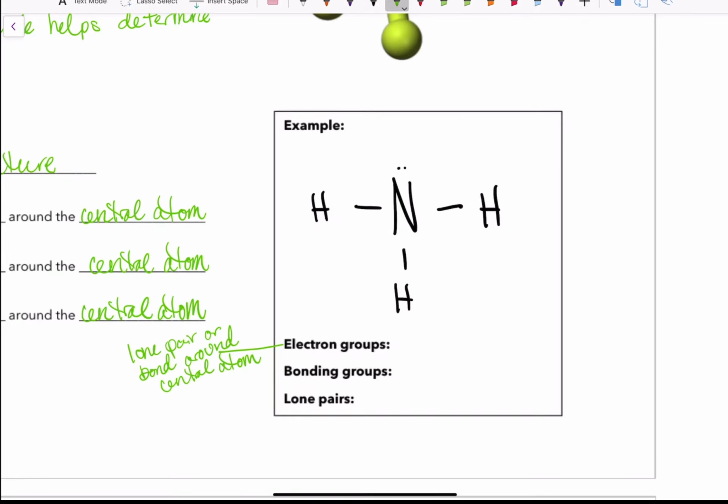So that's a lone pair or a bond around the central atom. In this case, there's 1, 2, 3, 4 electron groups around our central atom. So this one would have 4.